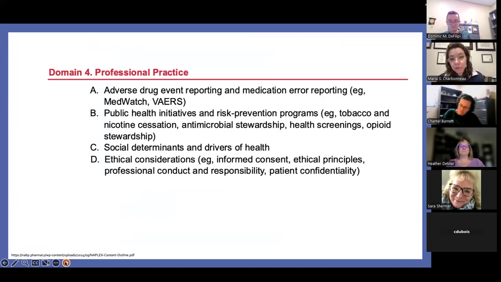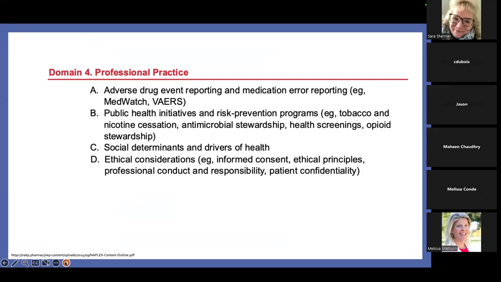Domain 4 is professional practice. So the NAPLEX spends less time on this. I think we said that it's like 10 questions, give or take a bit. But still, 10 questions are 10 questions. And these things are important with professional practice: adverse drug reporting, public health initiatives, social determinants, drivers of health, ethical considerations. So these are all things certainly we can talk about on our rotations.